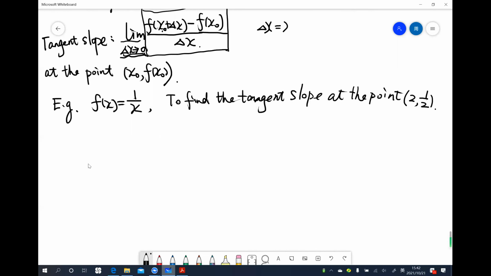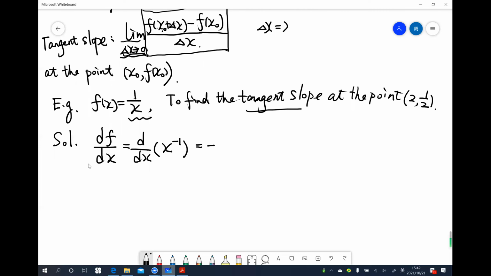So how to get the tangent slope? As we have learned, the geometric meaning of the derivative is the tangent slope. So here we just get df by dx first. So that means here, this is f of x. So that means d by dx of x to the power minus 1, right? And we have calculated before the break, that is minus 1 by x squared, right?